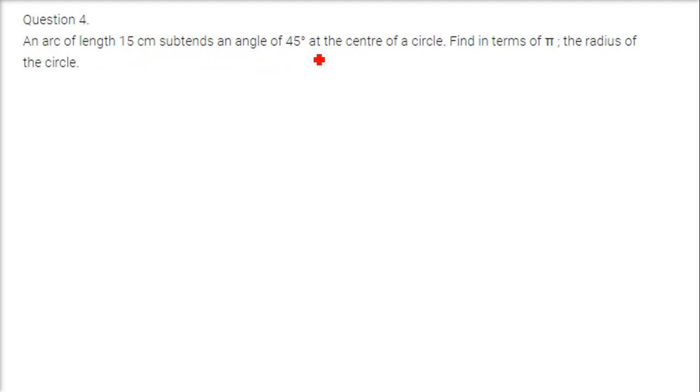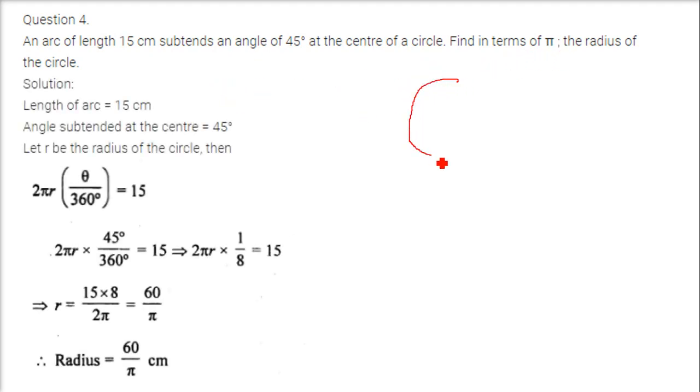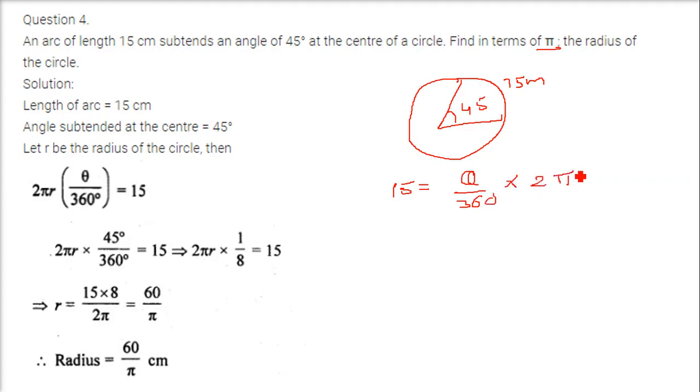An arc of length 15 centimeters subtends an angle of 45 degrees at the center of the circle. Find in terms of pi the radius of the circle. So here we have an arc this much of length 15, and this is subtending an angle of 45 degrees at the center of a circle. Find in terms of pi the radius of the circle. So we'll keep it in terms of pi. So again, this length is theta by 360 into 2 pi r.